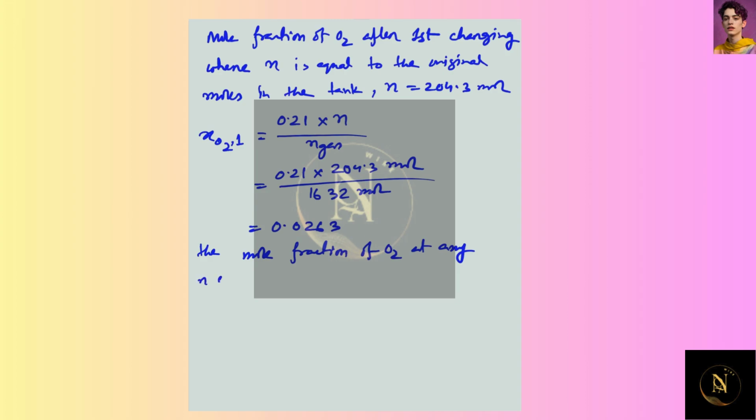The mole fraction of oxygen at any n charges can then be written as X_O2,n equal to the mole fraction of oxygen in the air multiplied by the number of moles divided by number of moles of gas, to the power n. Now we can solve for n when this equation is equal to 10 ppm.